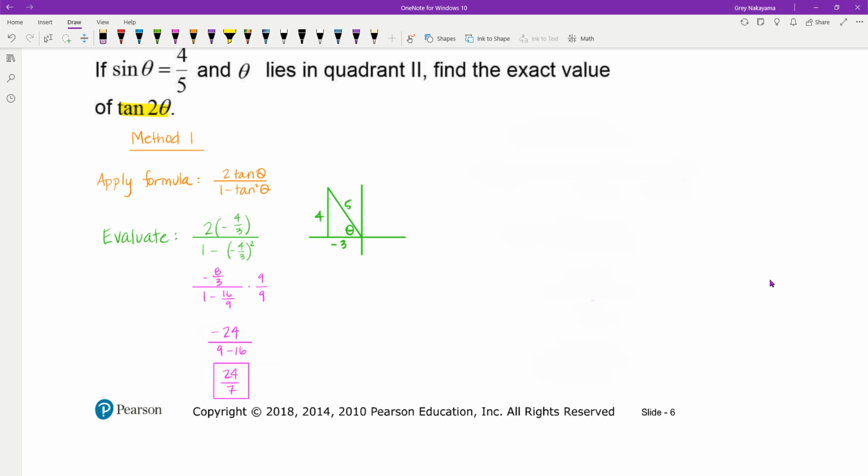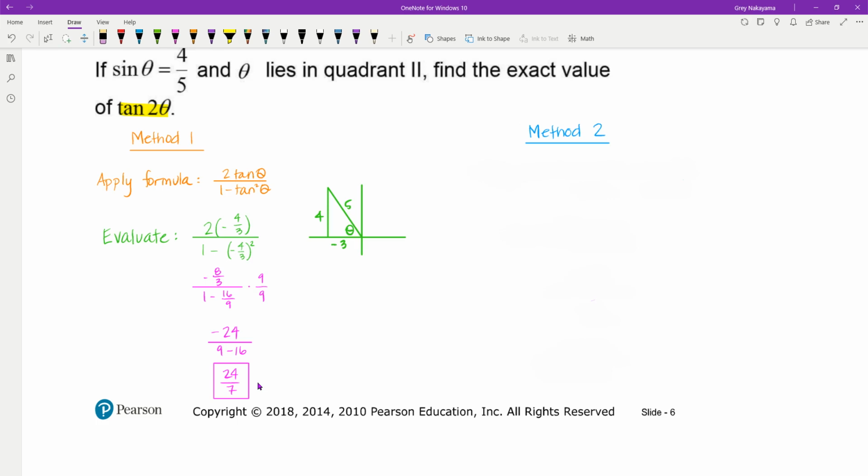-20 over 16 gives me 24 over 7. If you want to know more about how I did this, I'm doing that same thing where I multiply by the least common denominator to simplify the complex fraction. But I would encourage you to take this, put it in your calculator, and make sure you get that. Now, what is the other method?